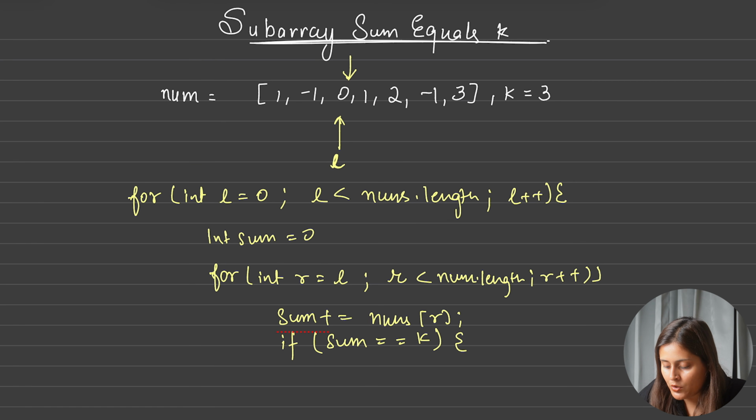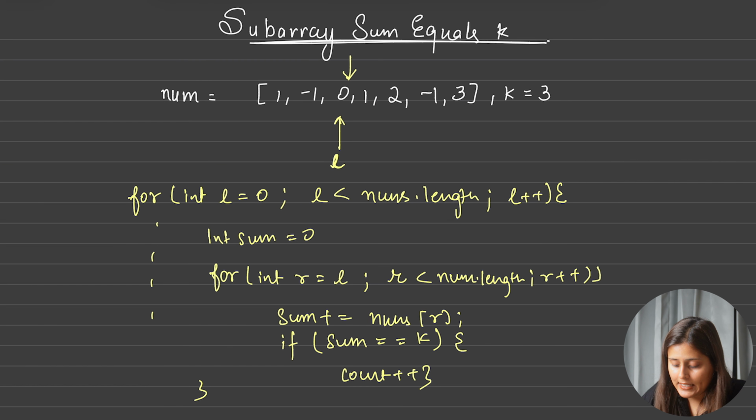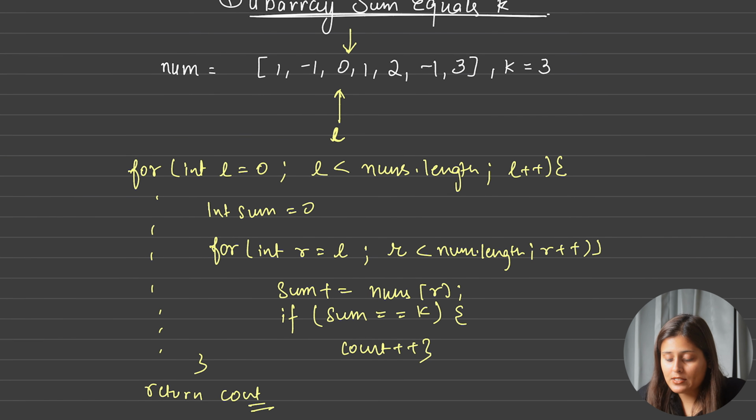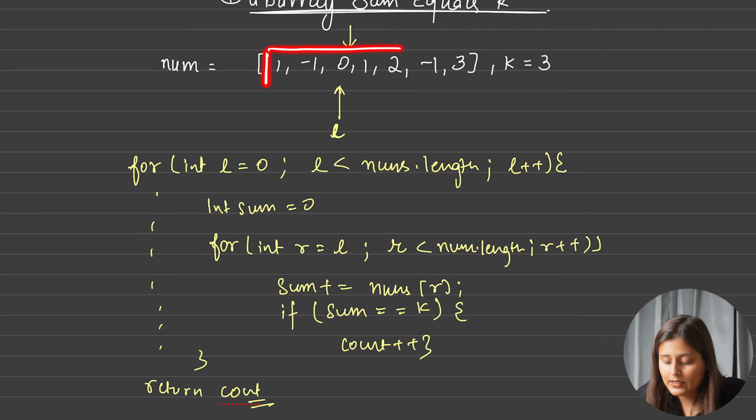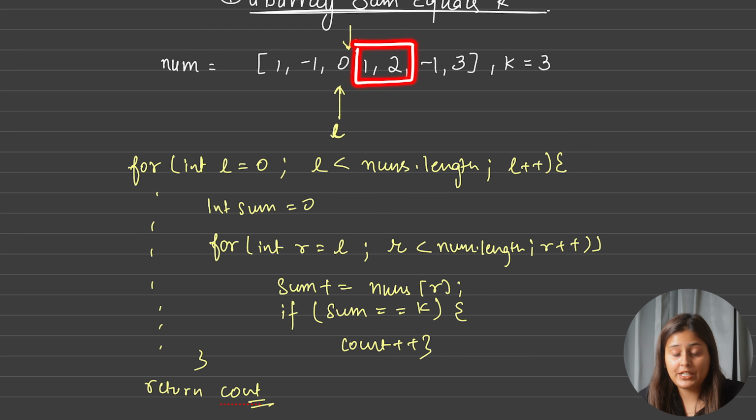So inside it we will do count++. Correct? And after coming out of the whole for loop, we can return our count, and that is our answer. So the very first subarray was this as an answer. Correct? Because this subarray has summation what? Has summation 3. Now we can consider this also as a sub answer, because this subarray also has summation 3.